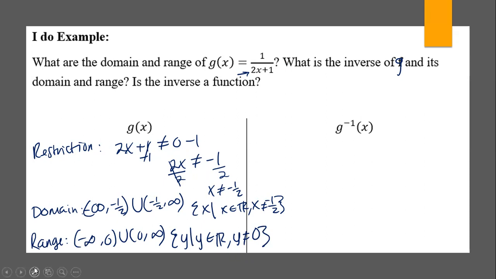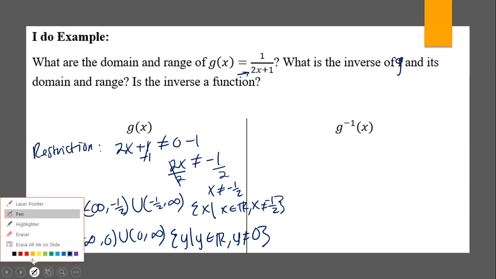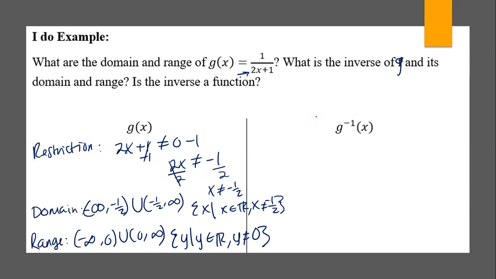So that's my domain and my range. I should make these boxes bigger. On the inverse, I'm going to solve for the inverse. Yesterday, or the day before, we had a rational whose inverse was itself. This isn't the case here. You've been warned. So we have to switch: x equals 1 over 2y plus 1.